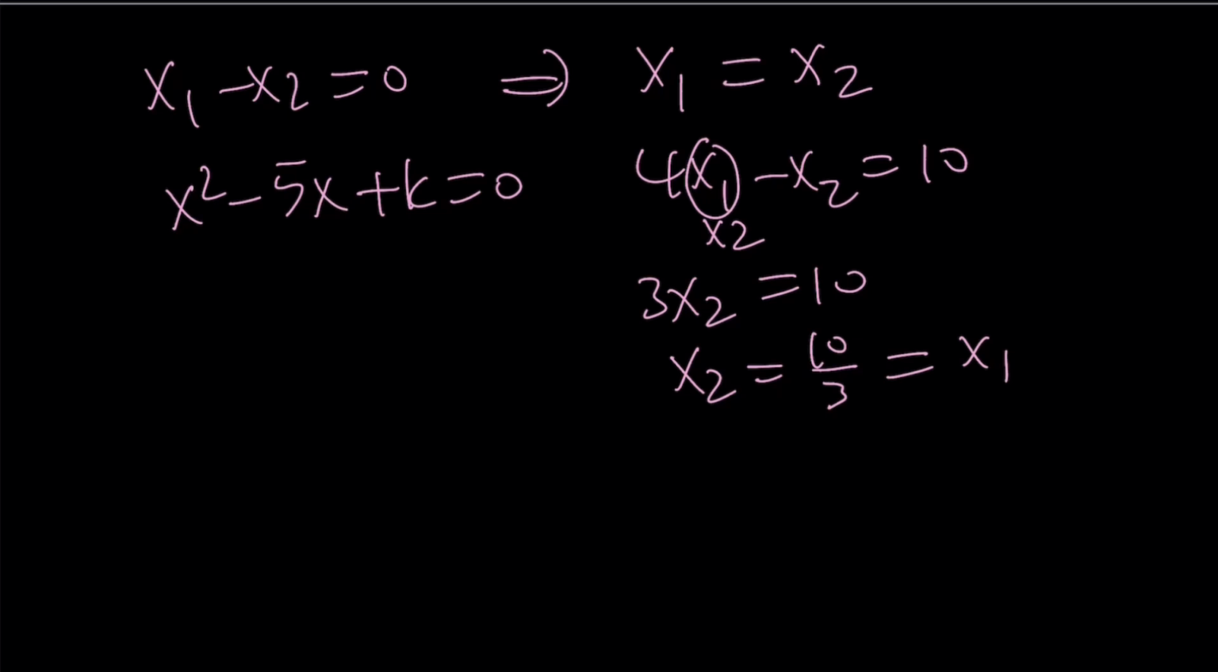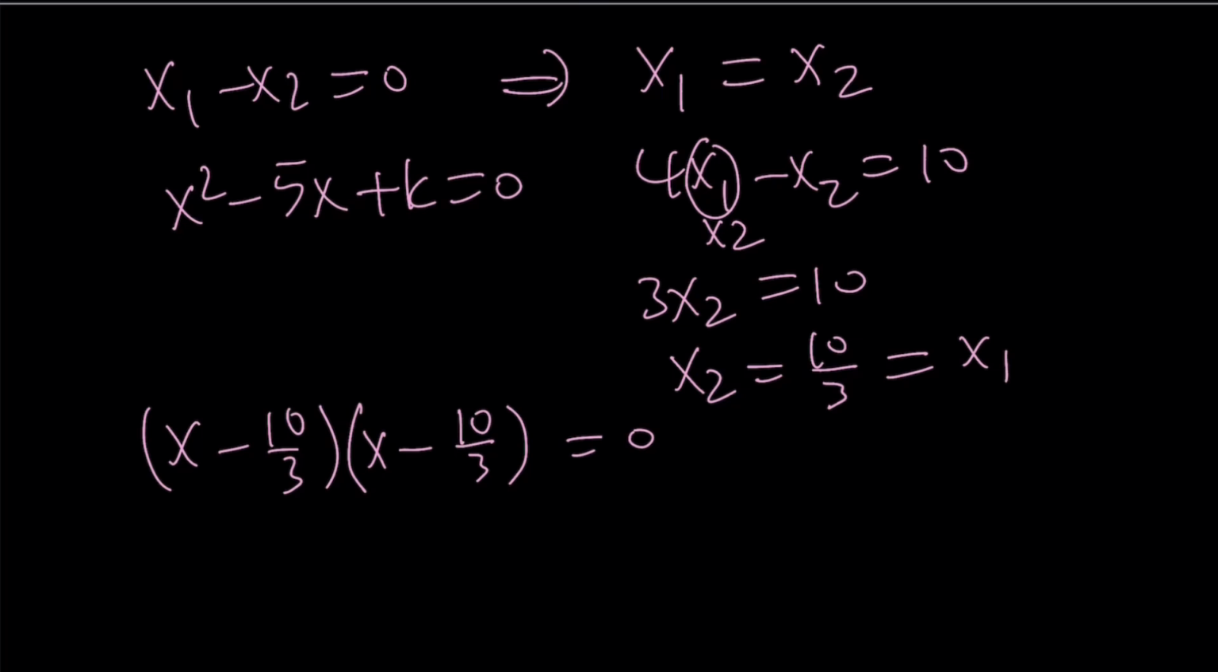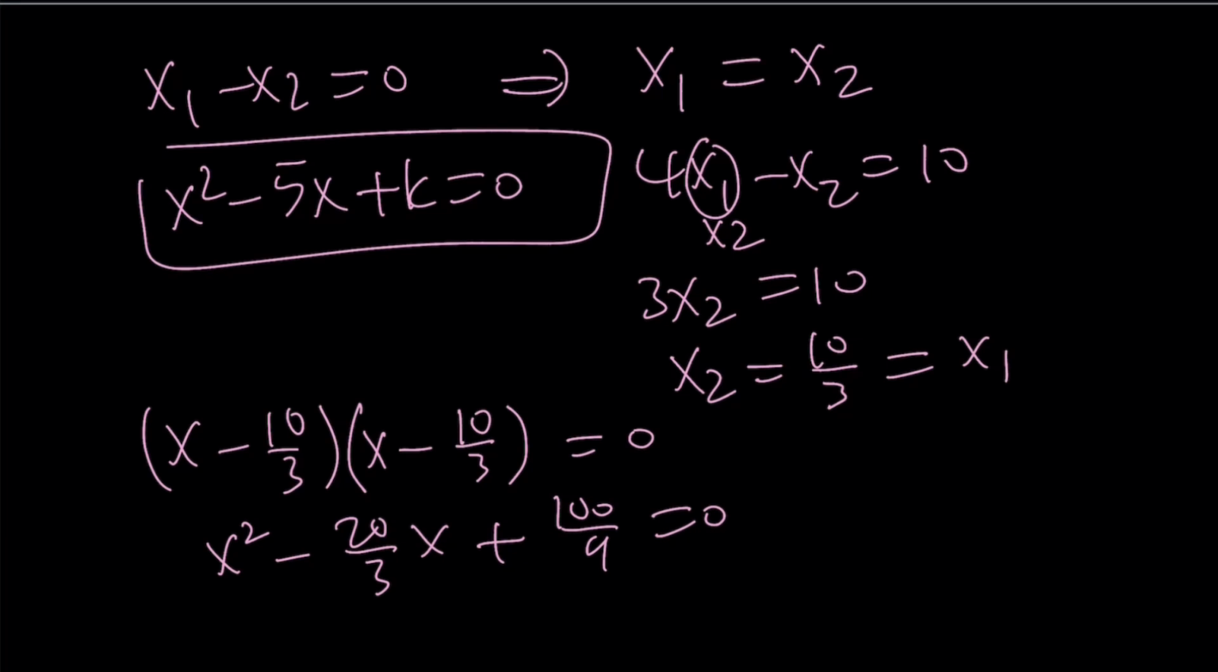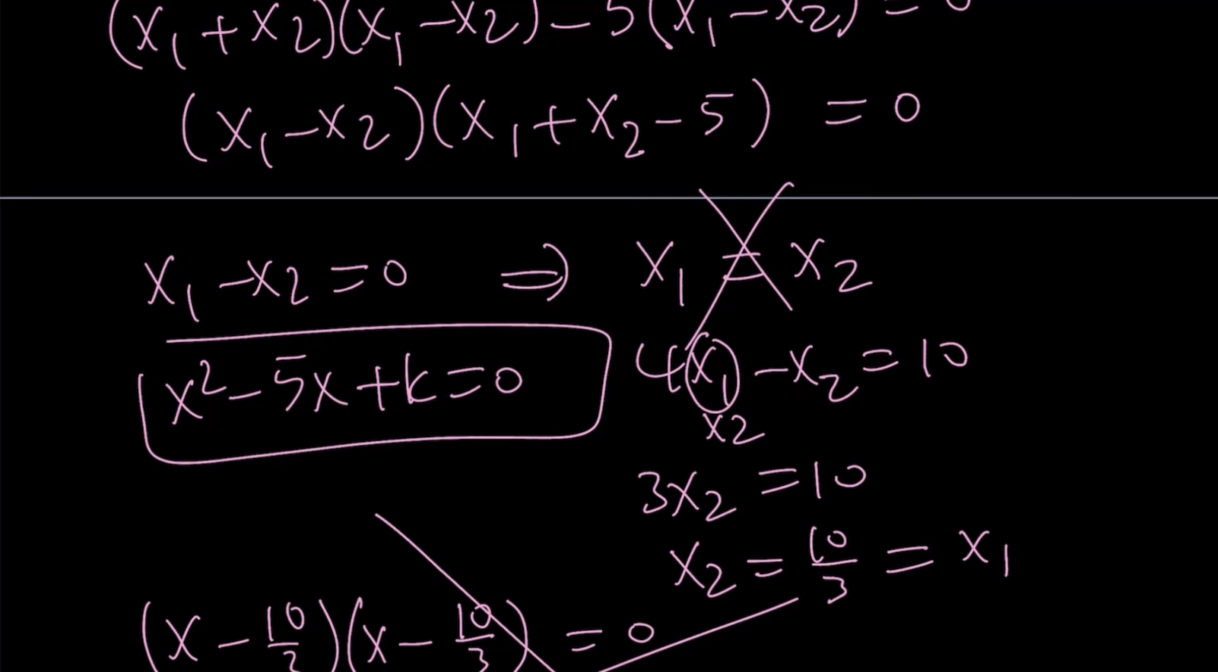Because if 10 thirds and 10 thirds are the roots, then we should be able to write this equation as x minus 10 thirds times x minus 10 thirds equals 0. But when you distribute, you're going to get x squared minus 20 thirds x plus 100 over 9 equals 0, which is definitely very different from our original equation. So this is not going to work. x1 equals x2 should be rejected. That's not the case. So the given conditions eliminate that.